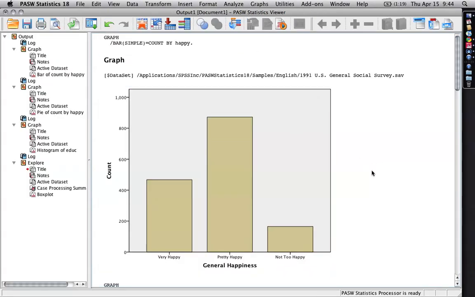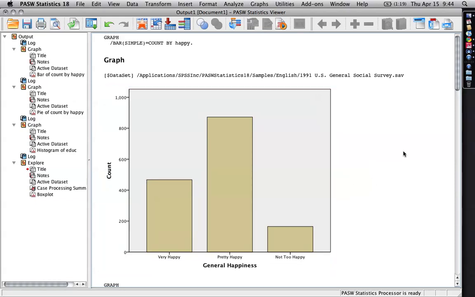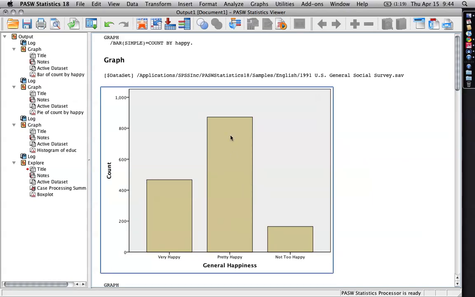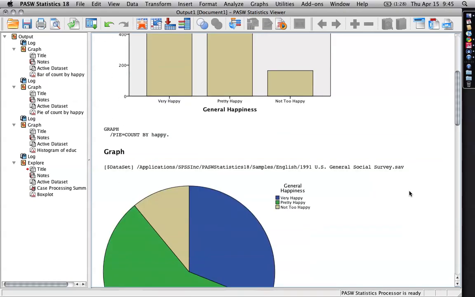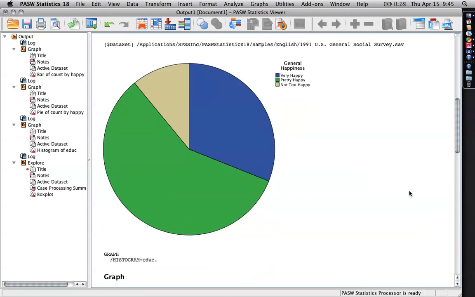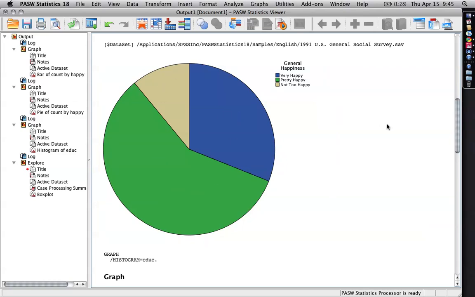I did a bar chart on how happy people are. And by the way, I'm just doing the defaults here. I think they're ugly and I would clean them up, but these are the defaults. So if you do them, they'll look the same. This is general happiness. Most people are pretty happy. That's good. On the other hand, a fair number are very happy and a smaller number are not too happy, which is unfortunate. Here's the same data in a pie chart if you're into that kind of thing. Again, pretty happy, very happy, not too happy. Okay, so that's looking at my categorical variable.